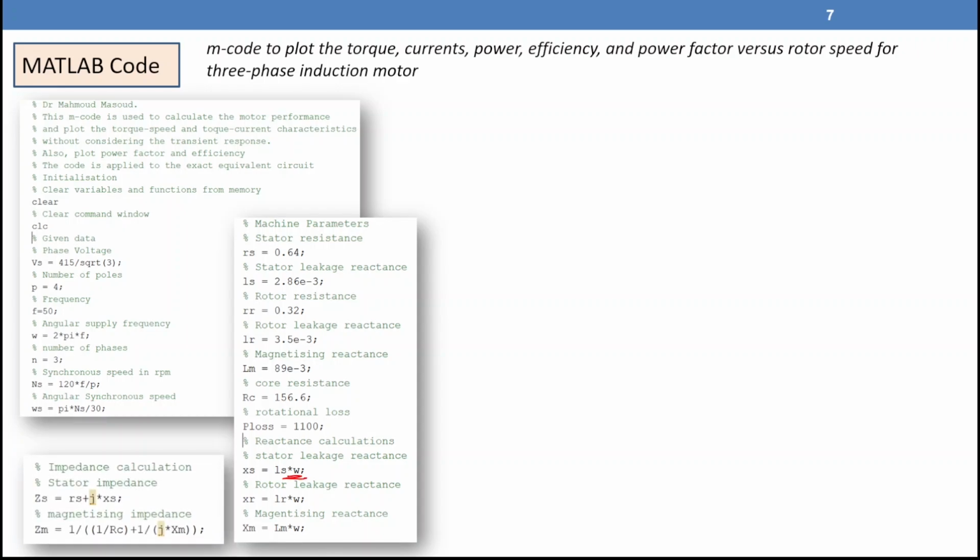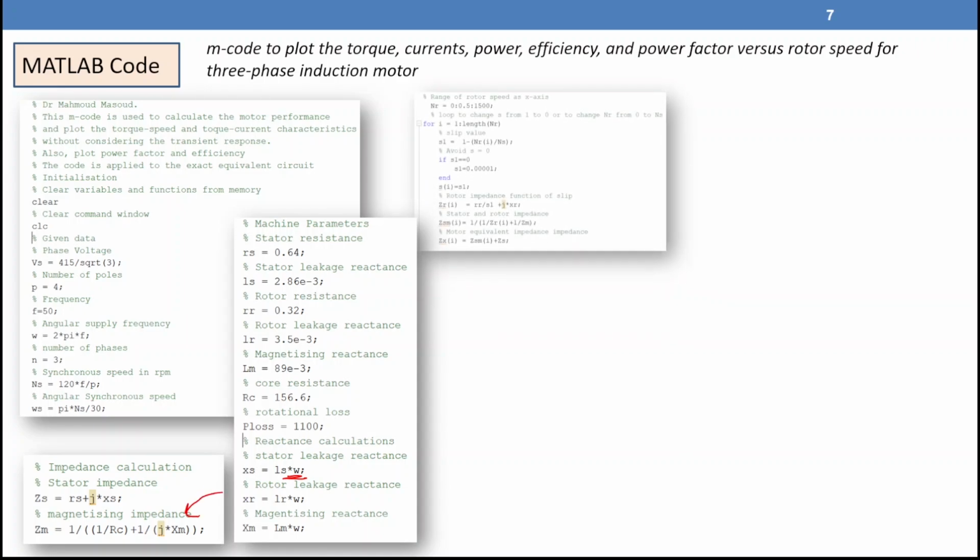Now we can calculate the stator impedance, which is R stator plus jX stator. And the magnetizing impedance, Z magnetizing, will be the parallel equivalent between R core and XM as we did here. So we finished the stator side.